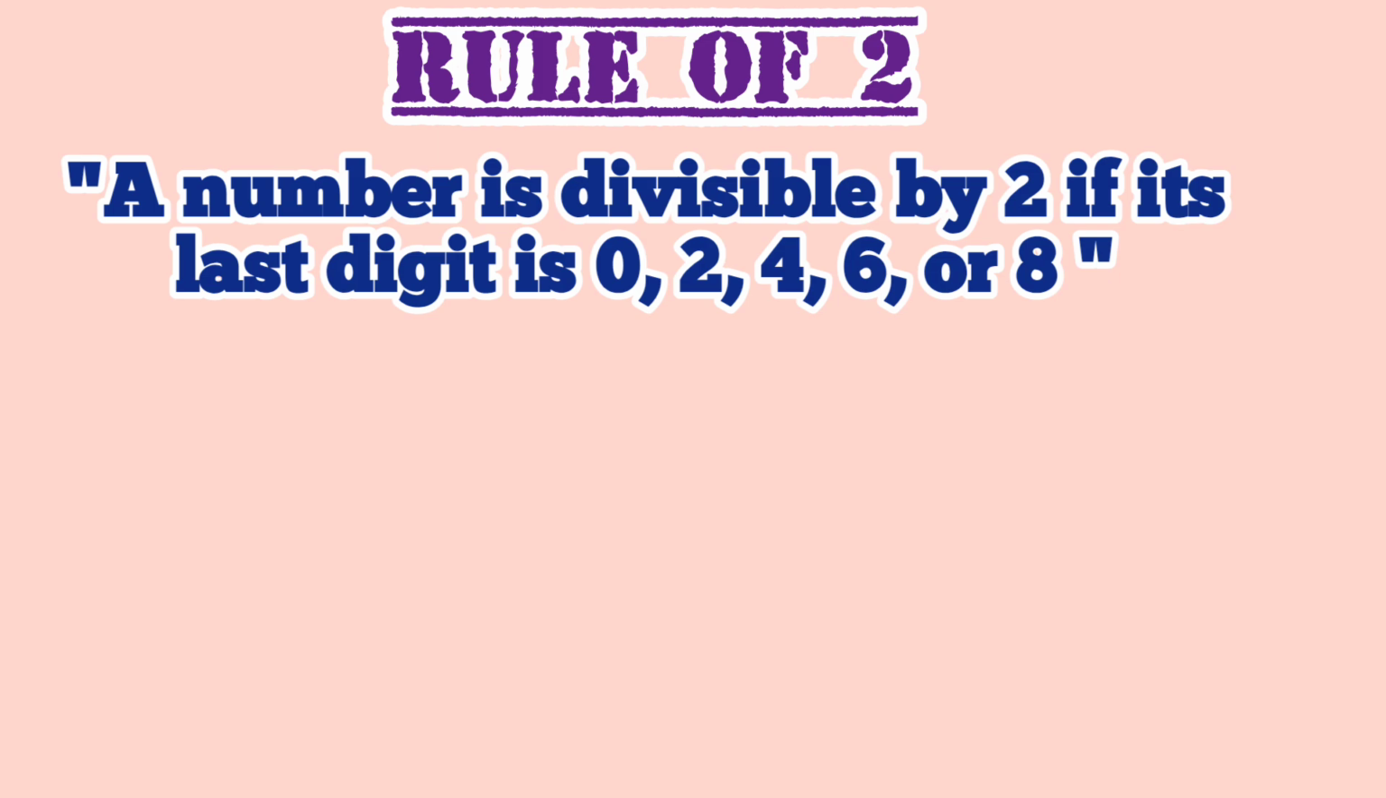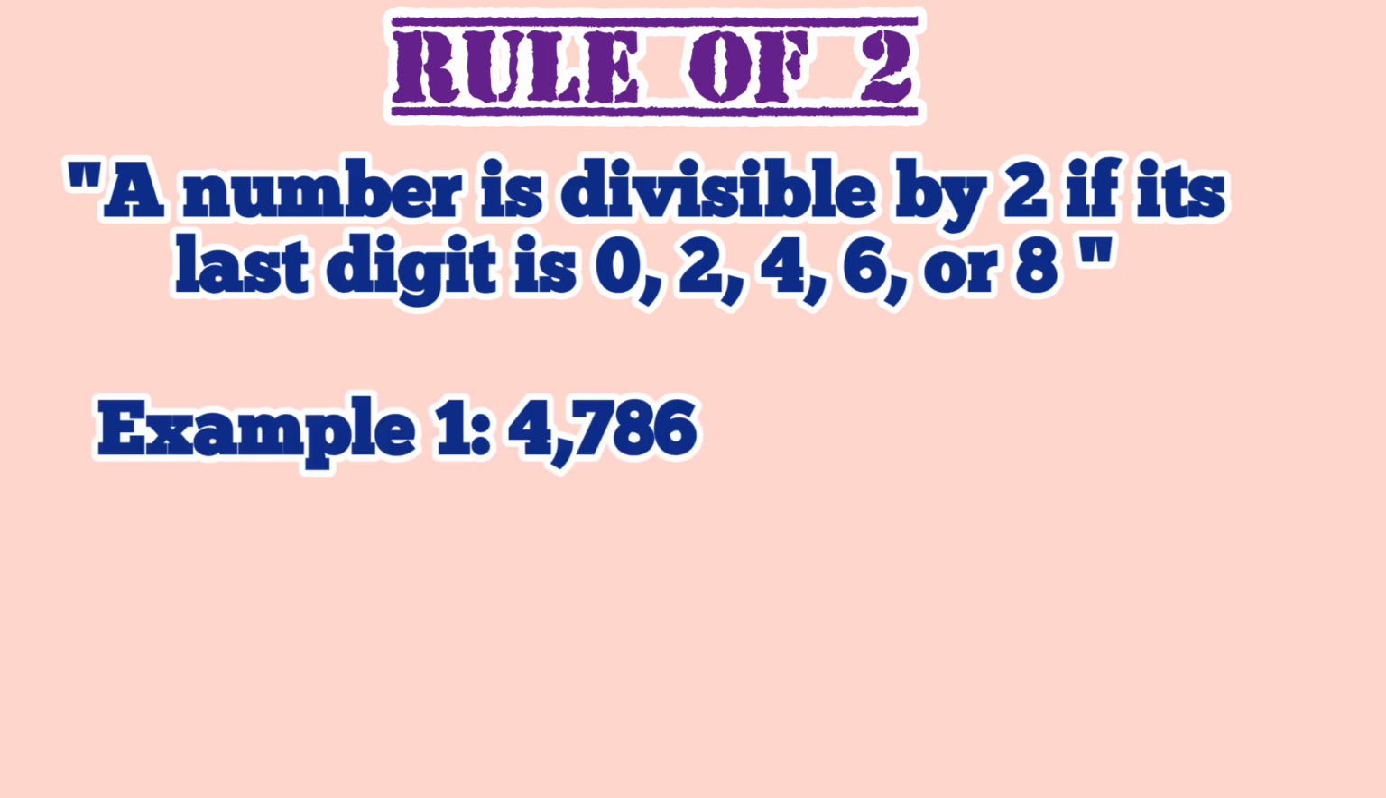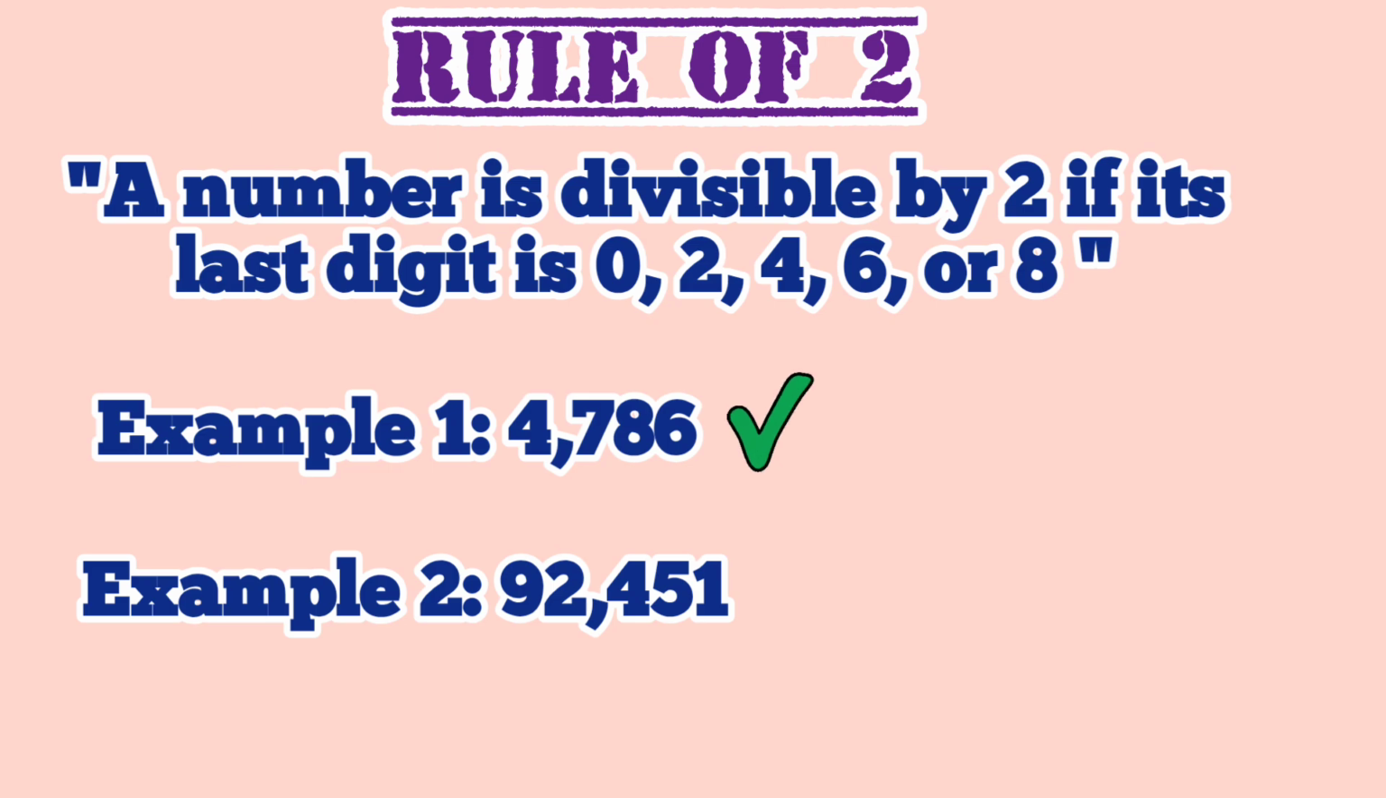Let us see one example. The number is 4786. See the ones place, the number is 6. Since 6 is an even number, 4786 is divisible by 2. Let us try another example. The number is 92,451. The last digit is 1. Since it is not an even number, 92,451 is not divisible by 2.